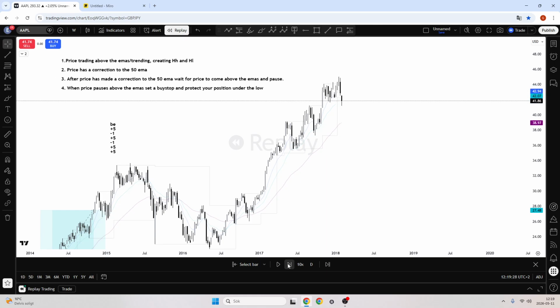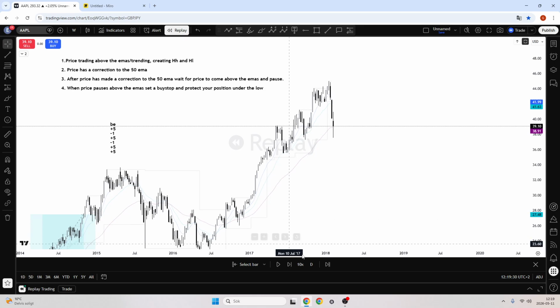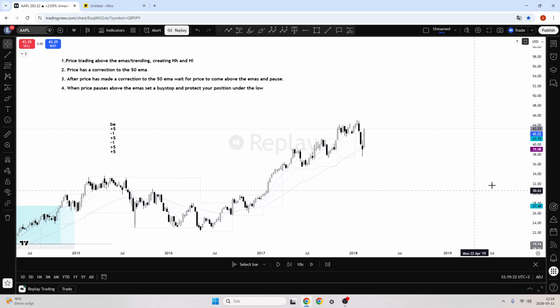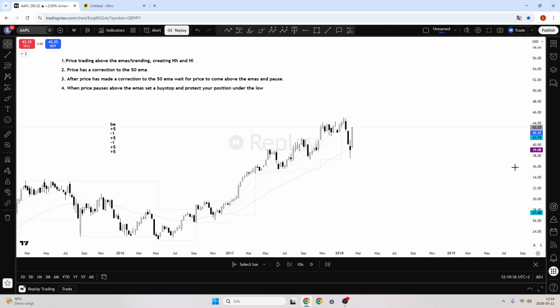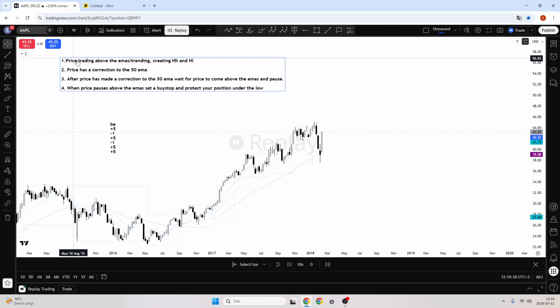But also, when we have a rule set like this, we don't need to be emotional about anything, because we already know what we should do. So if we just follow these 4 points right here, we have no reason to be emotional, because it says exactly what you should do, right?